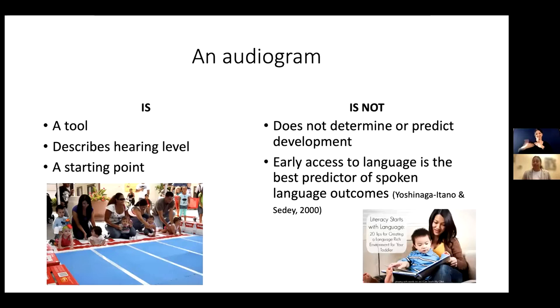In fact, research shows that it's actually early access to language, whether it's spoken or signed, that is the best predictor of spoken language outcomes. So this means that it doesn't matter if early language is sign, it doesn't matter if it's spoken language. What matters the most is giving your child early access to language of any kind as soon as possible.